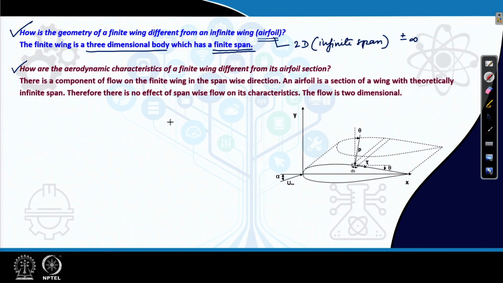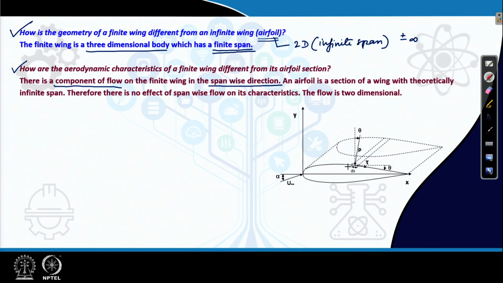What is the second question? How are the aerodynamic characteristics of a finite wing different from its airfoil section? The answer to that is, there is a component of flow on the finite wing in the span-wise direction, which was not there in the case of an airfoil, and therefore, everything could be considered in a 2-dimensional sense.